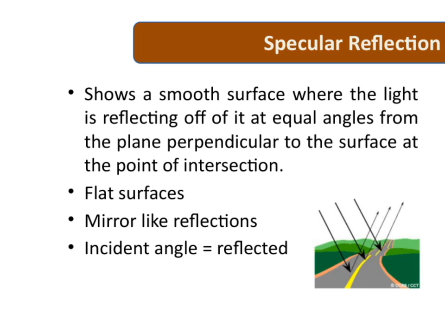Let's take a closer look at specular reflection. This occurs on smooth surfaces, where light bounces off in a very predictable way. When light hits a smooth surface, it reflects at equal angles on both sides of the normal, which is the imaginary line perpendicular to the surface at the point of contact. This means that on flat surfaces, you'll see mirror-like reflections, where images are clearly reflected.